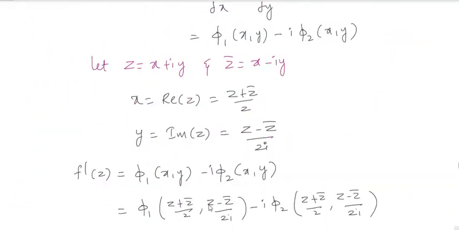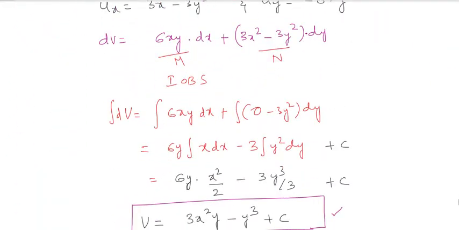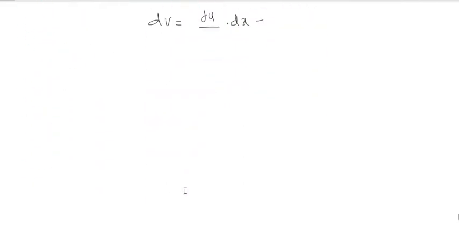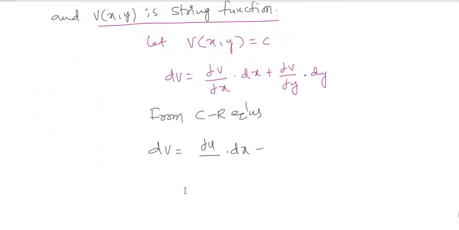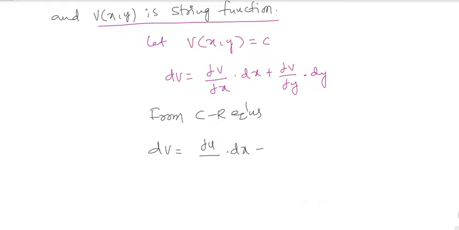Now in this problem, you will have it as what? ∂v/∂x is nothing but what? Minus ∂u/∂y into dx. Yeah, minus ∂v/∂y is what? Plus ∂u/∂x into dy will be there.